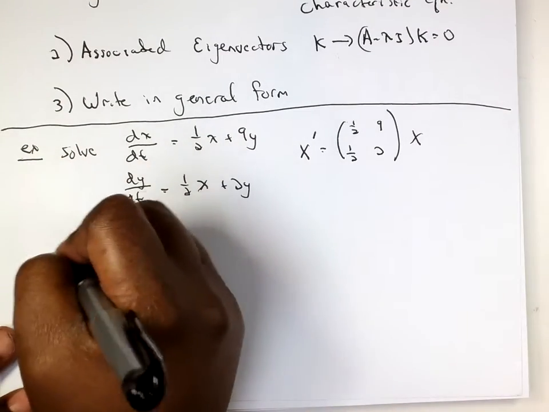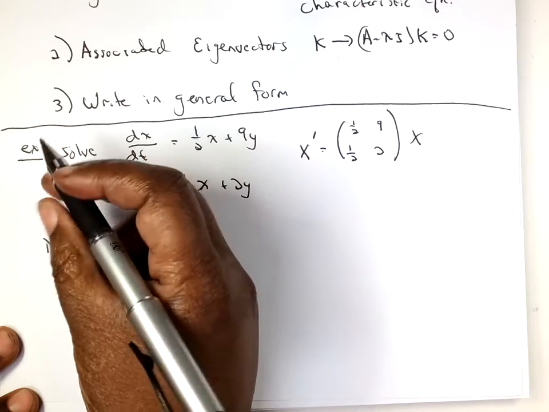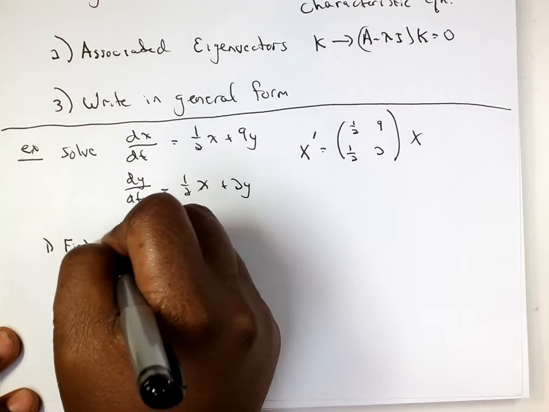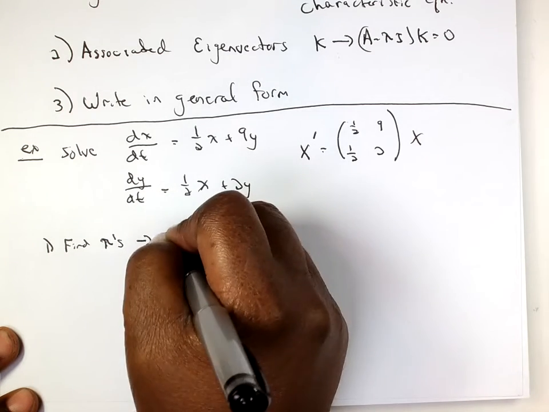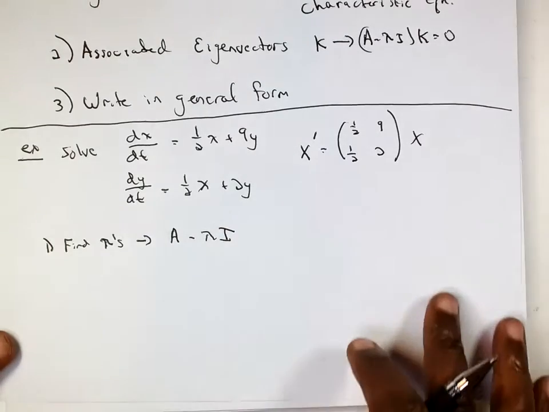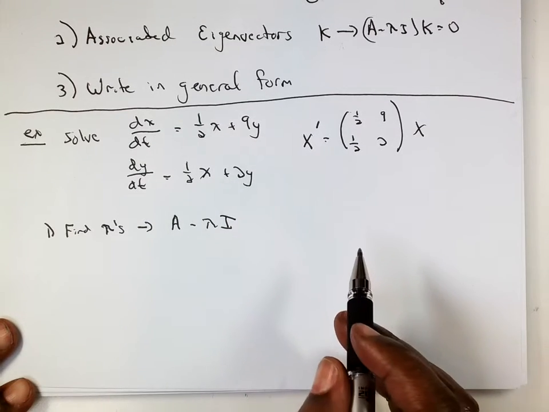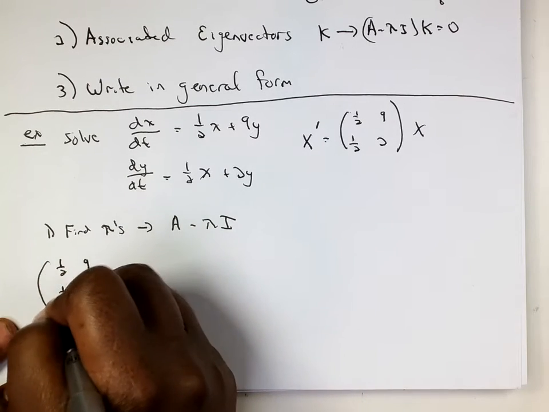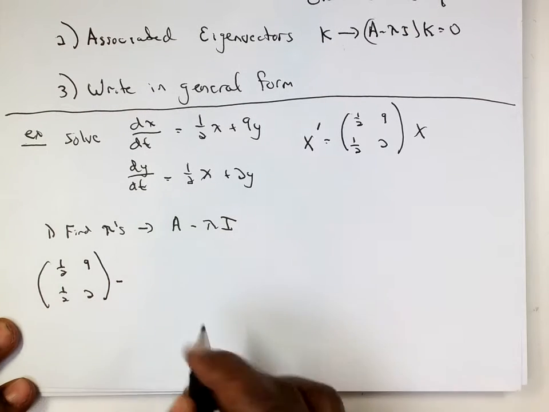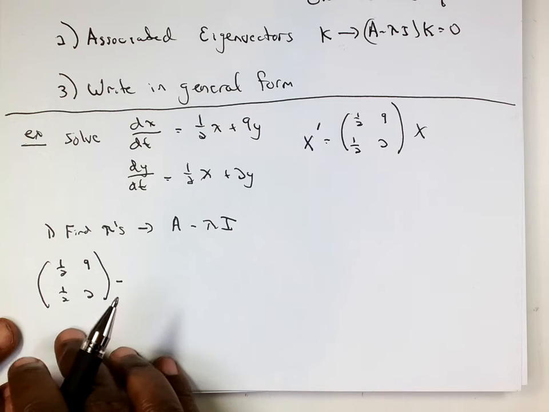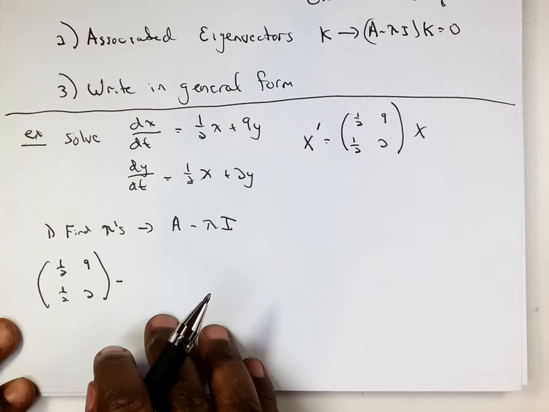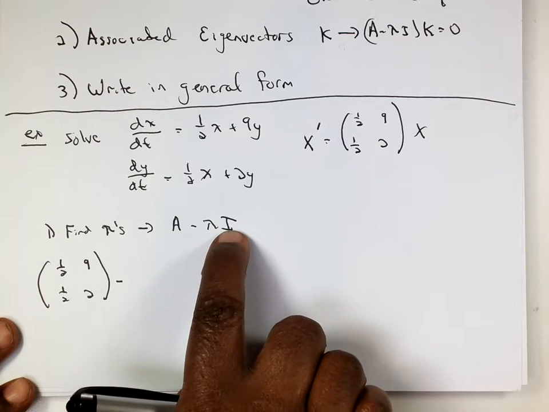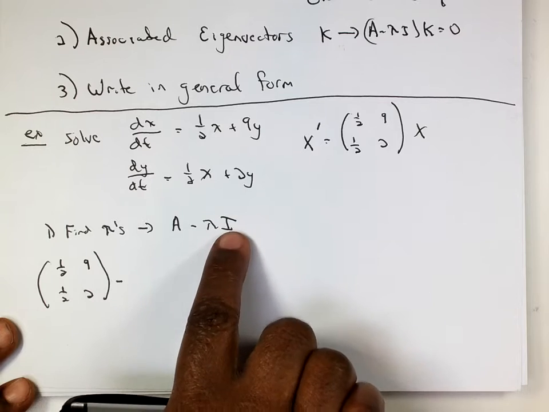So I want to find the lambdas. I need to know what those eigenvalues are. So I need to do A minus lambda I. My A was 1/2, 9, 1/2, 2. The reason why it has to be lambda I is because I can't subtract a 2 by 2 matrix with just a vector that's 2 by 1, right? They have to be the same size. So we're always just going to take the lambda and multiply by the identity matrix. So that's what that I stands for.